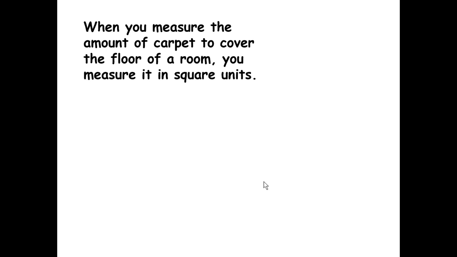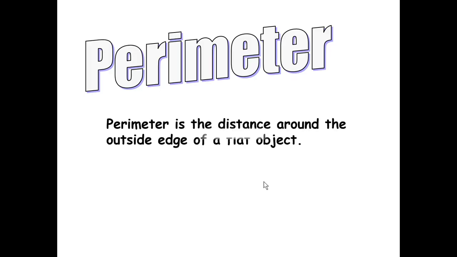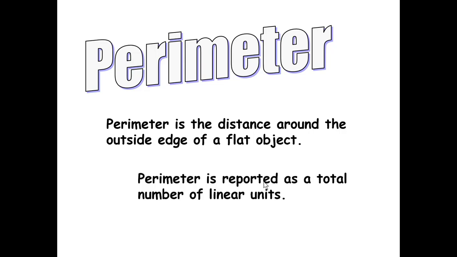So when you measure the amount of carpet to cover the floor of a room, you measure it in square units. That would be the area of your bedroom or the area of your house. And perimeter, like we said, is the distance around the outside edge of a flat object. Perimeter is reported as a total number of linear units. So you will not write centimeters squared for this one. It will stay as centimeters if they are centimeters, and if they are meters, they will stay so.